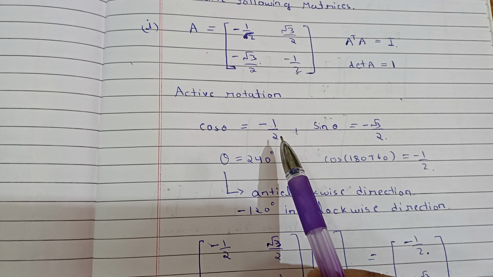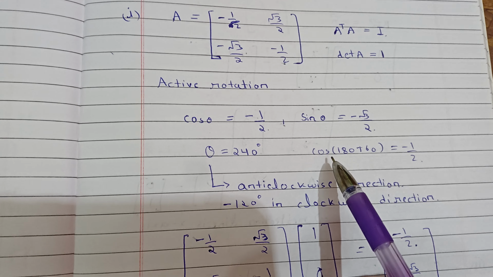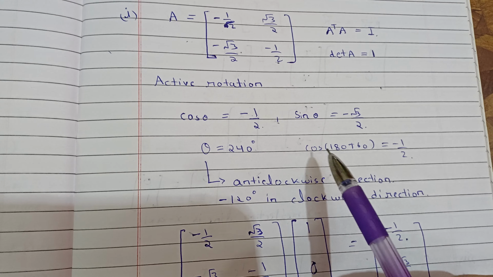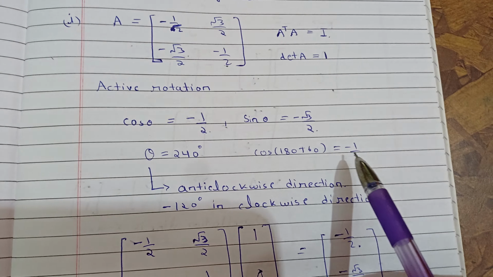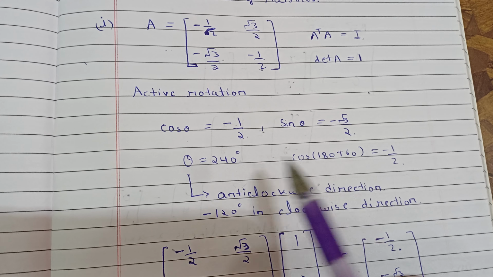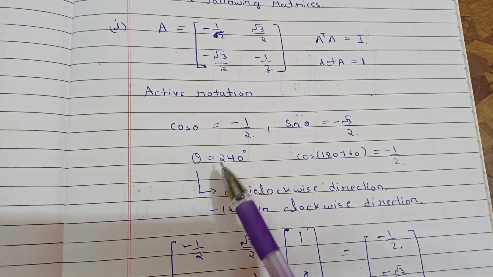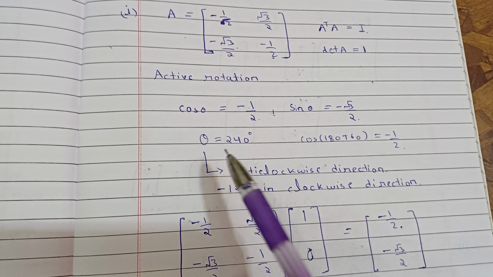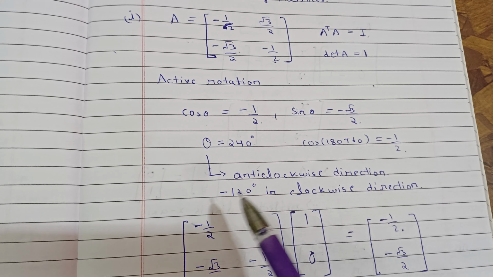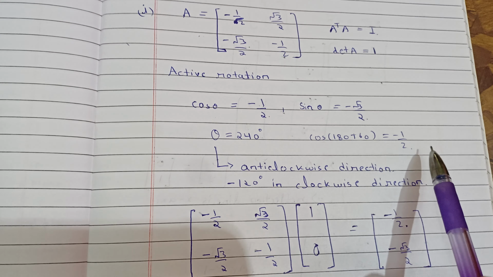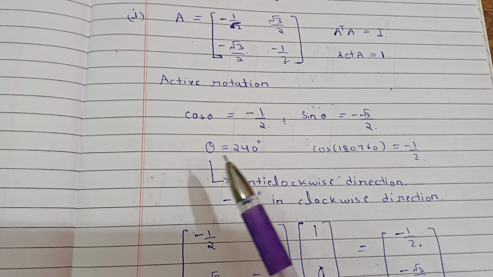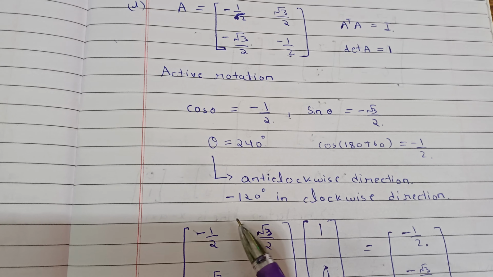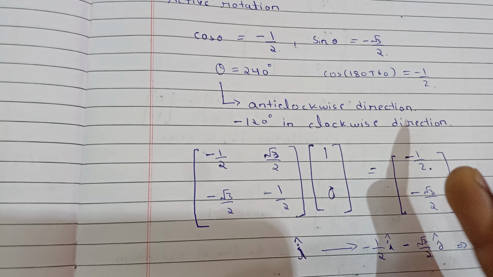Now cos theta equals minus 1 by 2. You know cos of pi plus theta gives minus cos theta. At cos 60 it is 1 upon 2, so we write 180 plus 60, and it will be minus 1 upon 2. So what is the value of theta? Theta is 240. So we get theta equal to 240, and if theta is positive, it is in the anti-clockwise direction, as I already told you. So 240 in anti-clockwise, and then 120 will be in the clockwise direction. Just remember this.